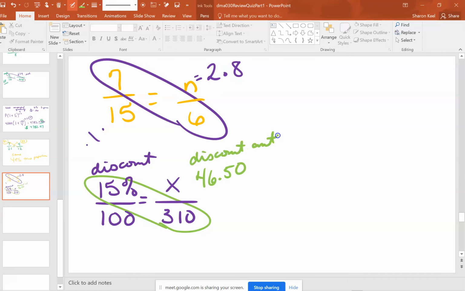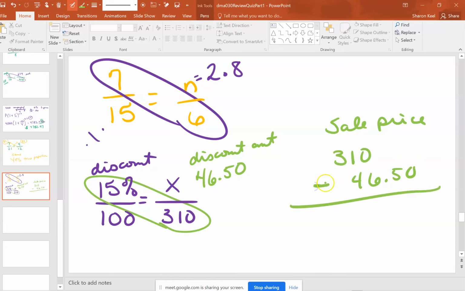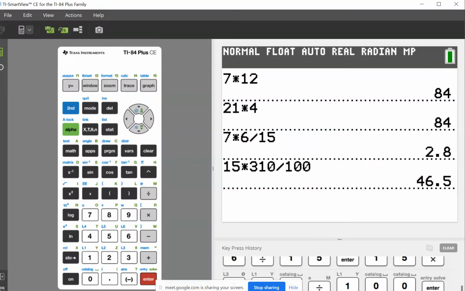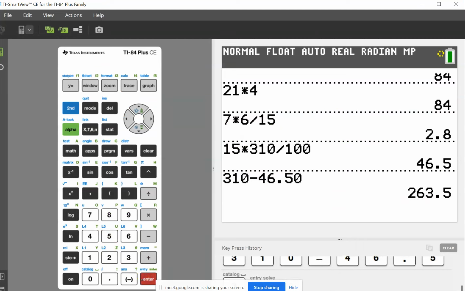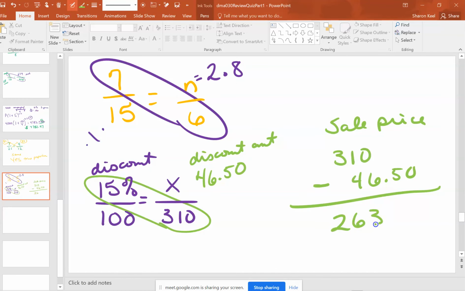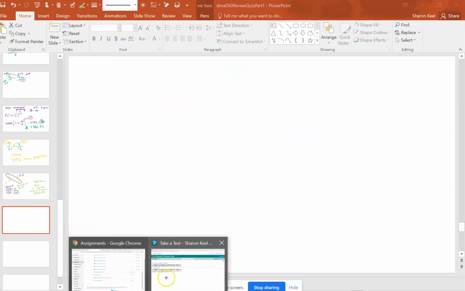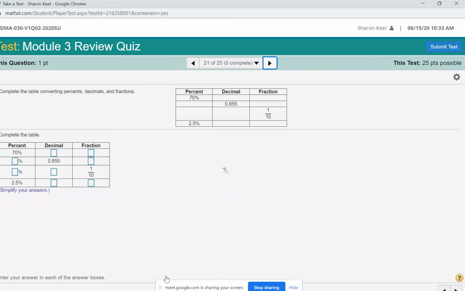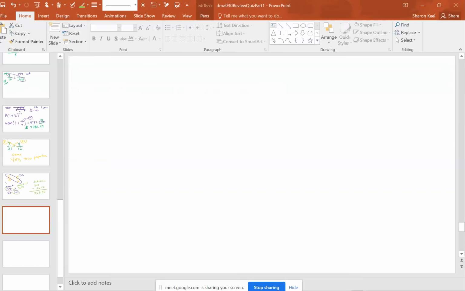That's one answer. When it asks you for the sale price, you're going to take the original 310 and subtract the 46.50 to get the sale price. So the 310 minus the 46.50 is $263.50. That's going to be your sale price. So there's two parts, two answers for that one. Convert. So we have percent, decimal, and fraction.